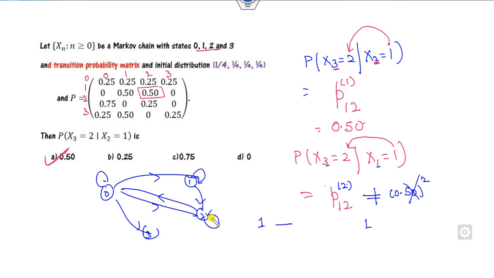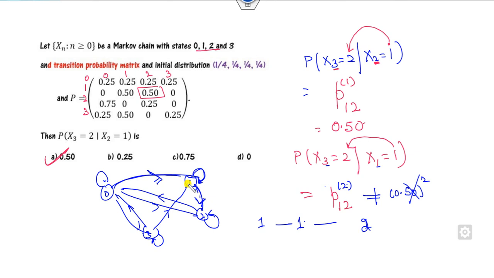3 to 1 and 3 to 3. So for example, what is the 1 to 2? All for the 2 time period. This is the 1, this is the 2. So 1, 1 to 2, sorry. How many ways are there? You can go from 1 to 1 and then 2. So this is the 2 time period. Any other way? If I go from, yes, only this way is there.